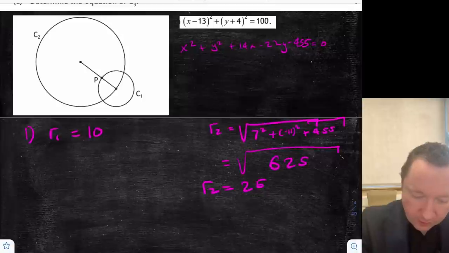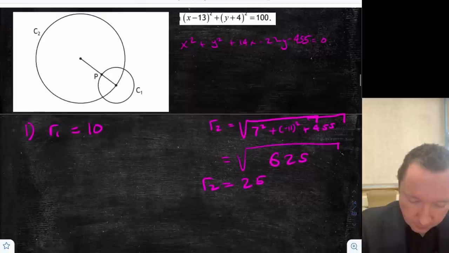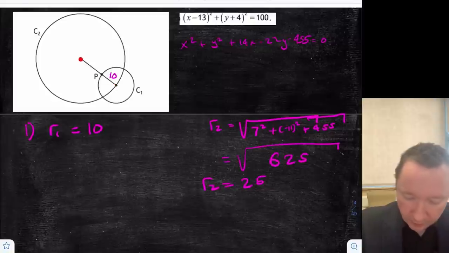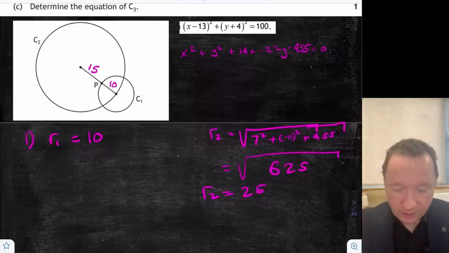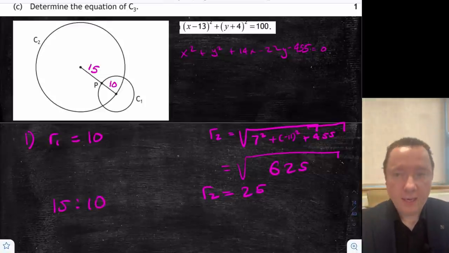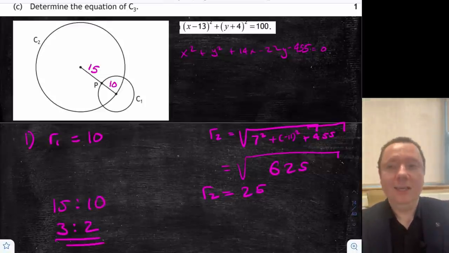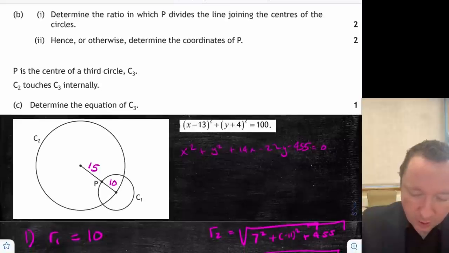We know this radius here from C1 to P is 10. We know the radius from here all the way over to here is 25, so that must be 15, because 15 and 10 make 25. So the ratio in which P is dividing the line is simply 15 to 10, which we can simplify to 3 to 2. And we're done there. Part 2, hence or otherwise determine the coordinates of P.